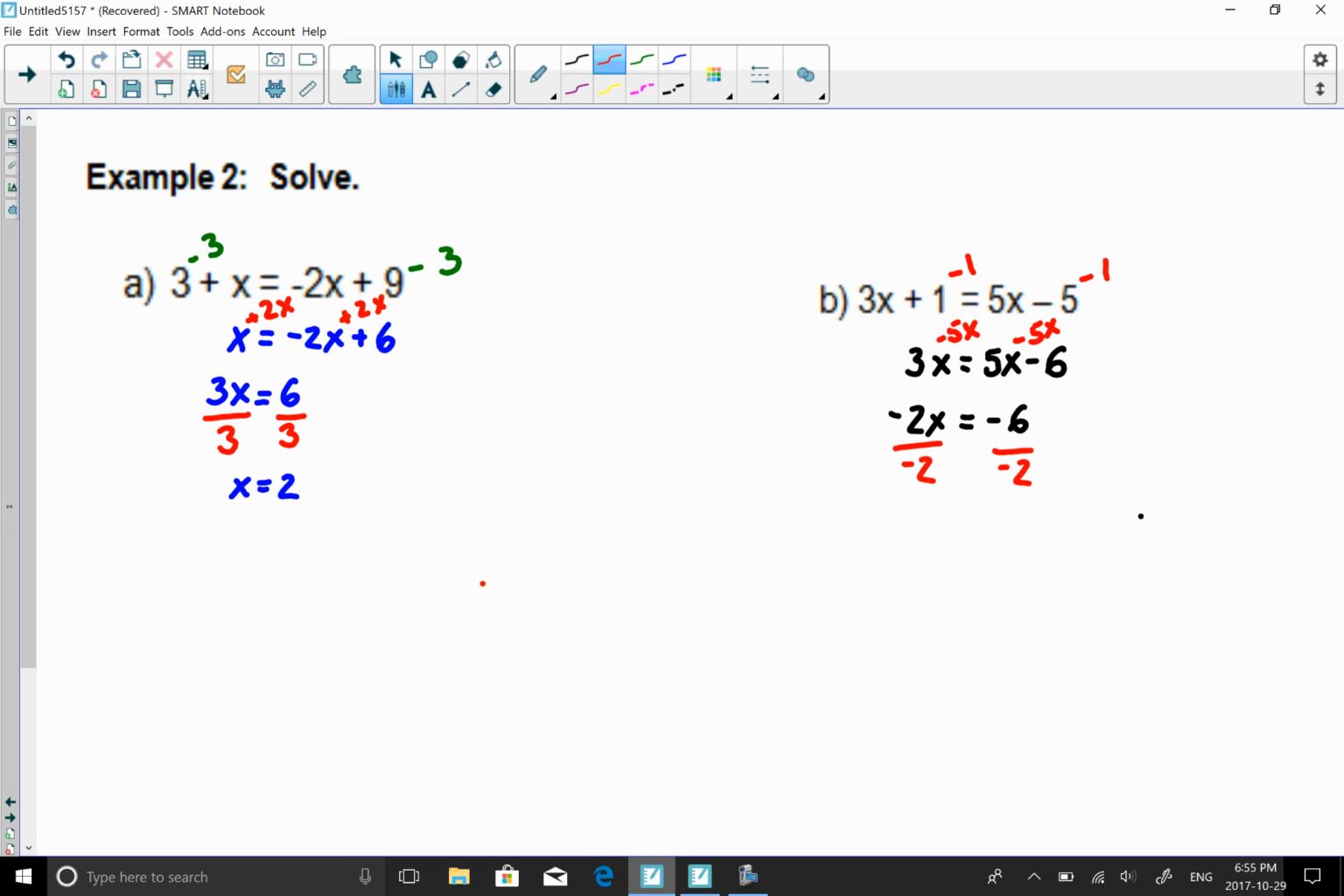A number divided by the same number is always 1, so the same number divided by itself is the same. That's just x. And then negative 6 divided by negative 2 is positive 3. Negative divided by negative is a positive.